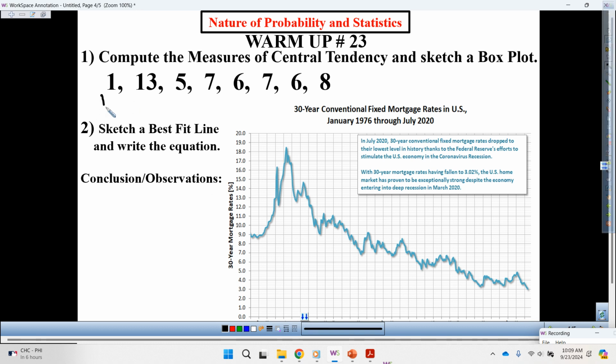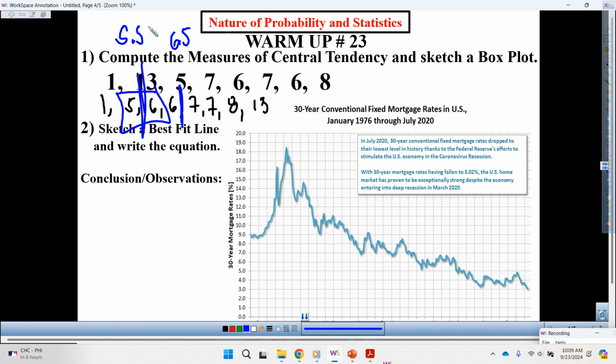Just FYI, we got 1, 5, 6, 6, 7, 7, 8, and 13. Is that correct? 2, 4, 6, 8. Okay. So if we go halfway, that's 6.5 for Q2. Then we got these two. Half of that is 5.5. And then these two, half of that is 7.5. Have you got that for the Q's? Yes. Just make those corrections, please.